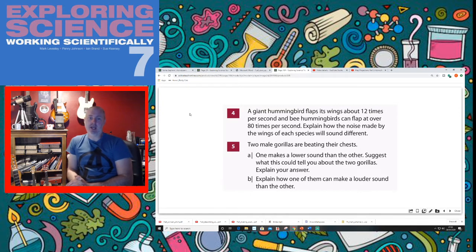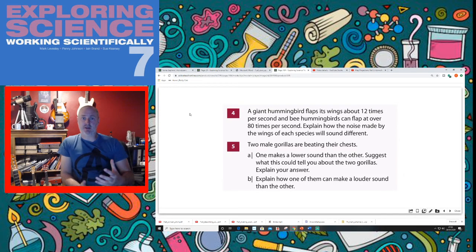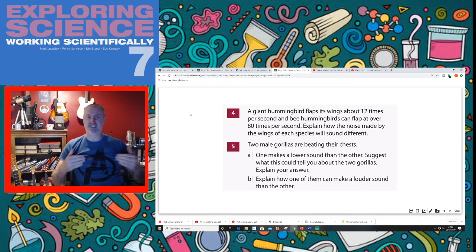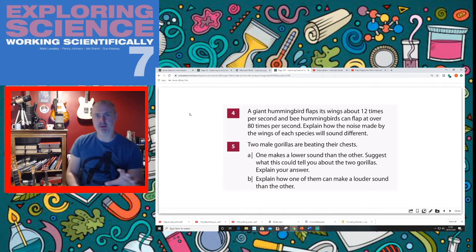Oh, interesting. Now, if one of them is making a lower sound, then that means that the sound waves that are coming off that object, off the gorilla's chest, are going to be of a lower frequency. So when they bang their chest, it is going to vibrate at a lower frequency, less times per second, to give us that lower note. So what does that tell us about the makeup of the gorilla?